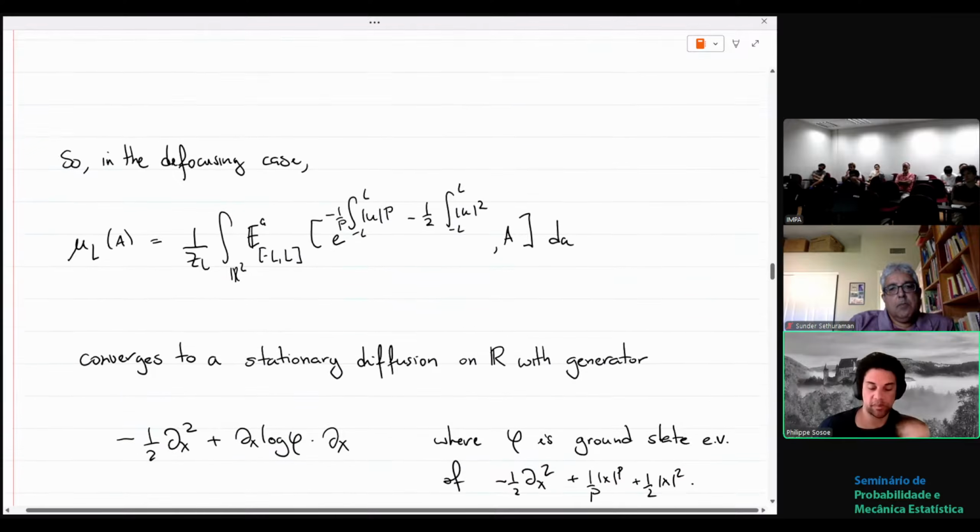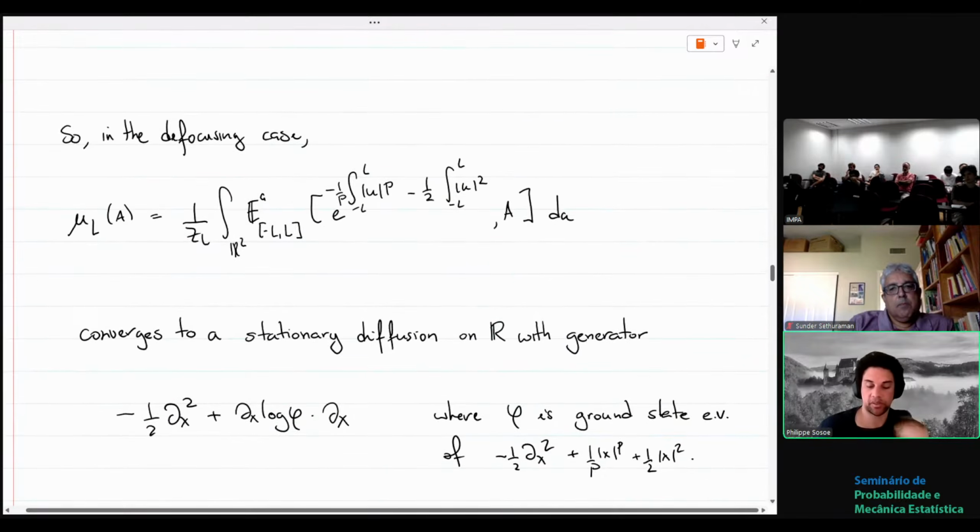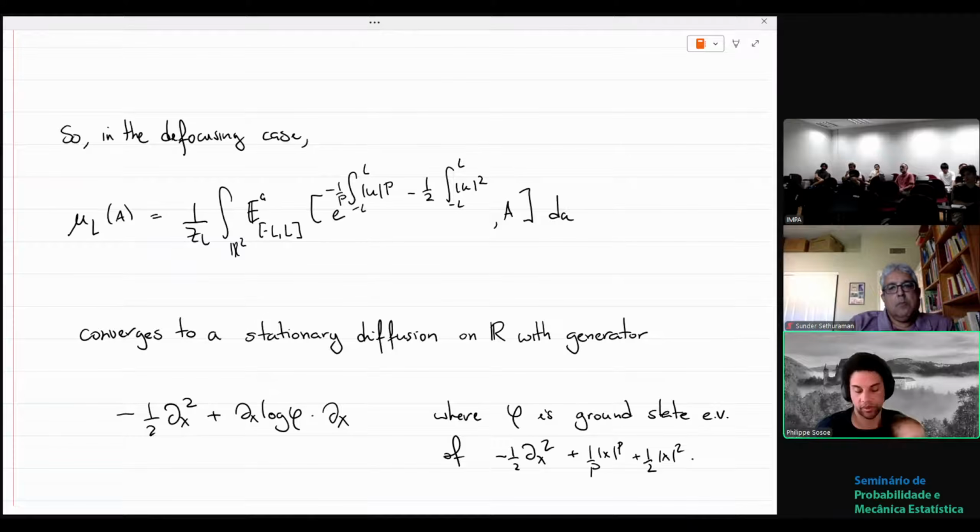So when we take the limit as L goes to infinity, we just find a stationary diffusion on R, right? This thing, which originally was presented as a Gibbs measure, is revealed to just be something very boring, just a stationary diffusion on R, with this generator where φ is the ground state of this operator here.